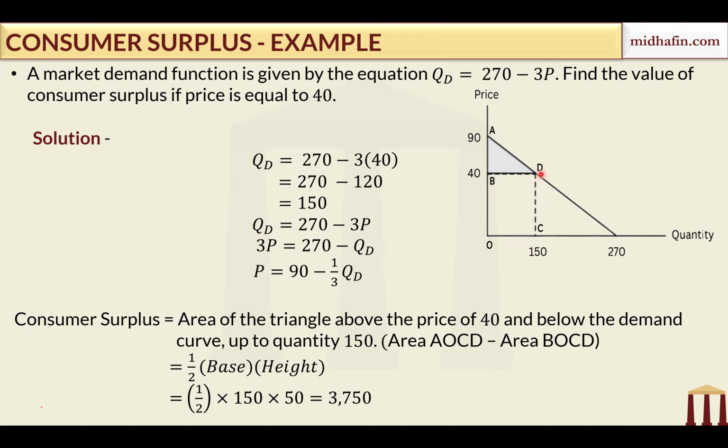Of course, I don't need to calculate the area of the trapezium and rectangle separately. I can just use the formula of the area of a triangle, which is half times base times height. Base is 150, BD, height is 90 minus 40, which is 50. So it gives you 3750 as the consumer surplus.